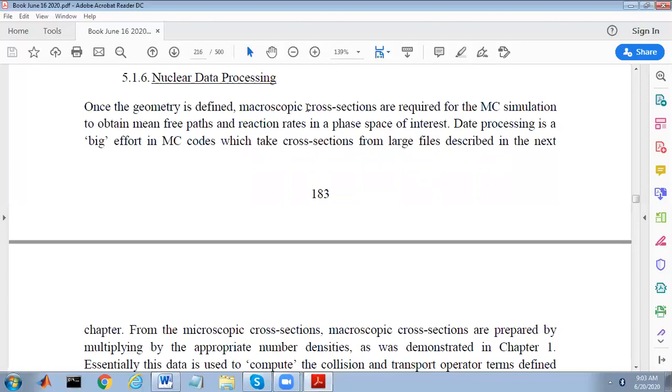So you've got a lot of data available in digitized form, and we call those huge sets evaluated nuclear data files, ENDF/B, evaluated nuclear data file B, and I think the current version is version 8. They contain microscopic cross sections. These are the cross sections that we use for our simulation to obtain mean free paths and reaction rates in a phase space of interest. So data processing is a big effort in Monte Carlo codes, which take cross sections from these files.